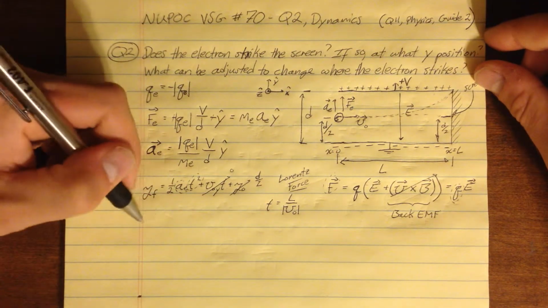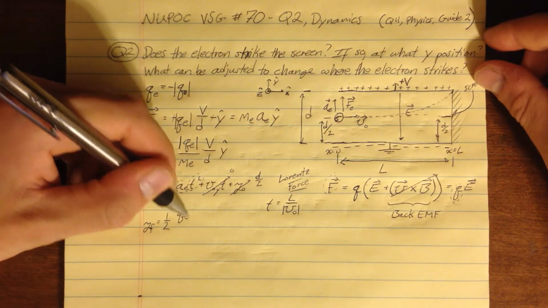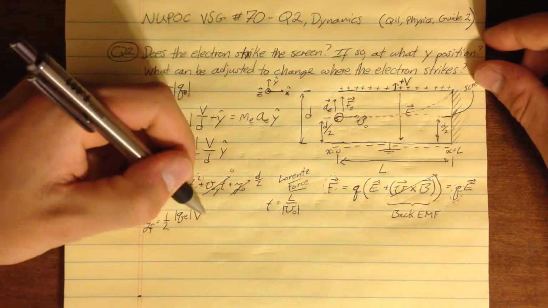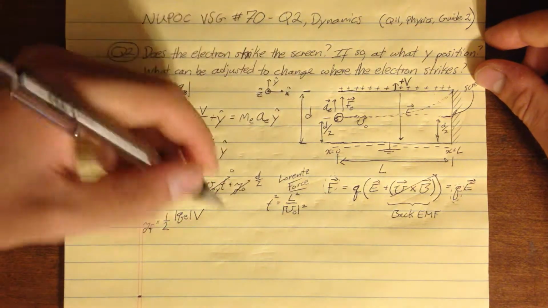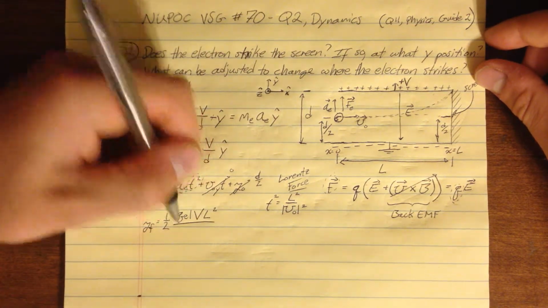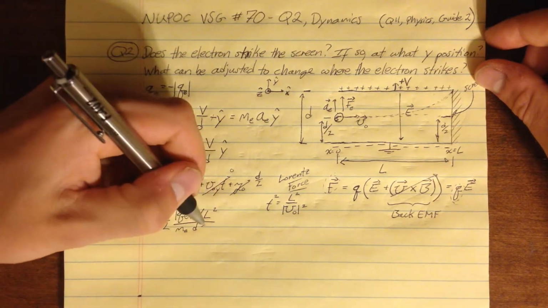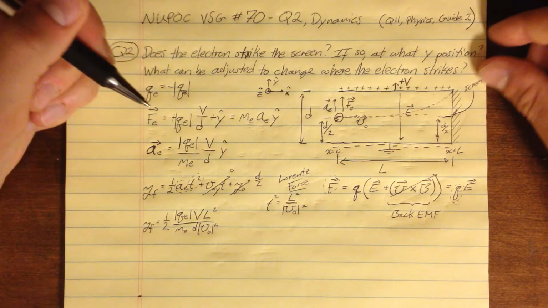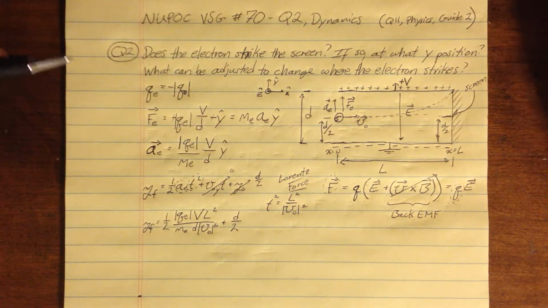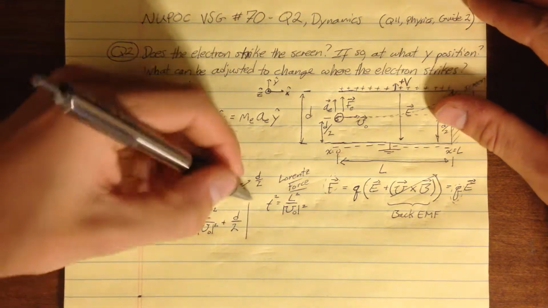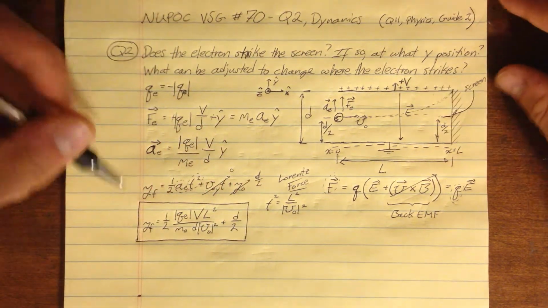Okay? So YF then equals one half A, which is QE V over mass of the electron times D, times t squared, where t squared equals L squared over V0 squared. So this is QE V L squared over the mass of the electron times D times the magnitude of V0 squared, plus D over 2. So this is the y position that the electron will strike the screen at.